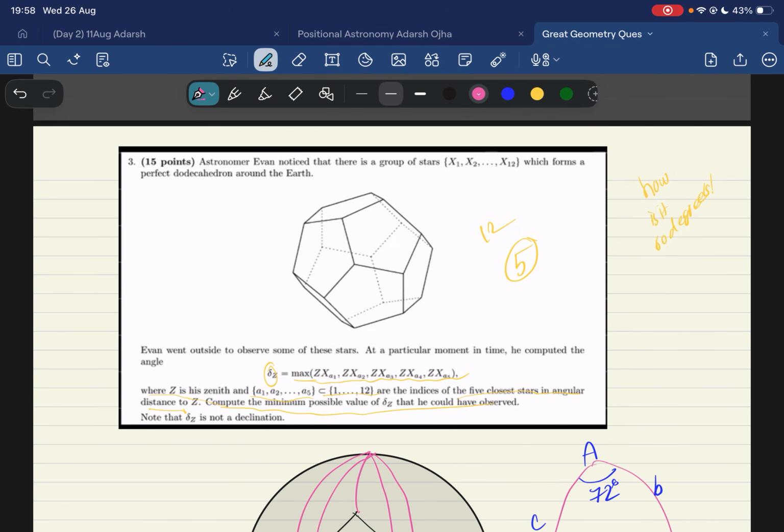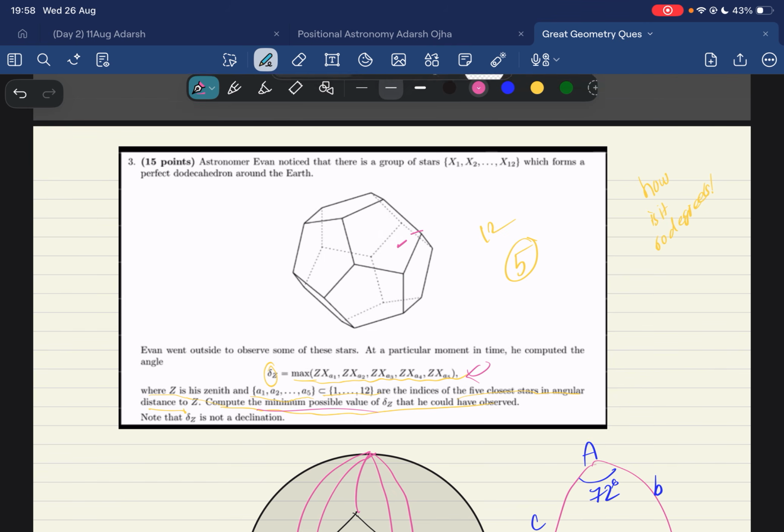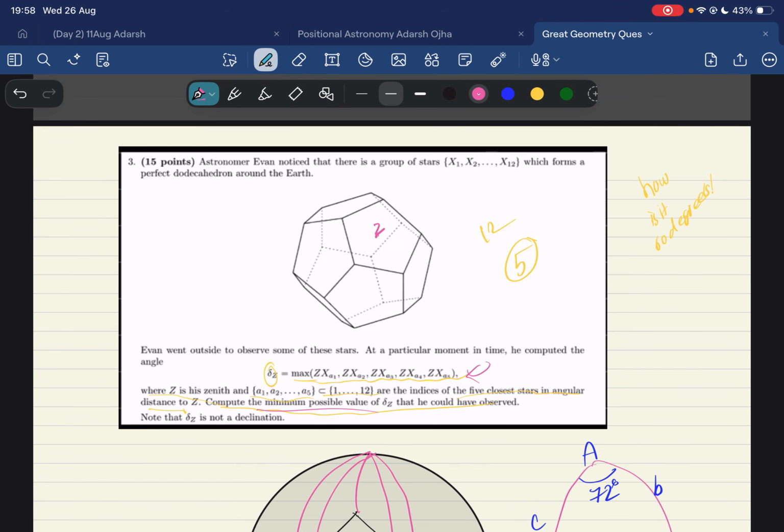So for the minimum value to occur, the zenith needs to be at the center. Because if it was any distance away from the center, for example, right here, then we will have a longer length right here and a shorter length right here, and the max function would obviously be larger, but what we're asked is to find the minimum possible value of del Z, right? So considering Z is at the center, now we have to make some figures.